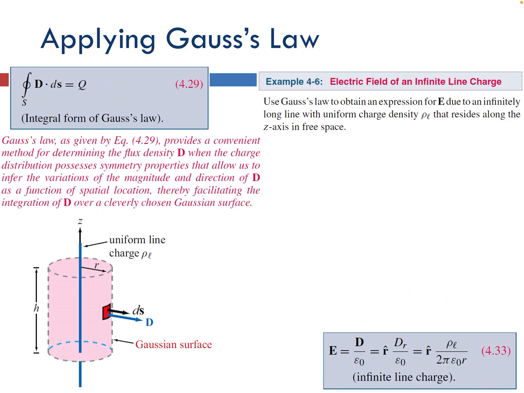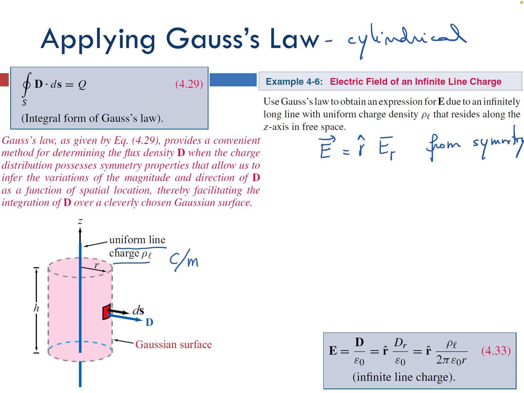So we look at the first type of symmetry where Gauss's law is useful, which is cylindrical. Here we have a uniform line charge rho L, remember, coulombs per meter. The line is very long, so that around the line we expect the field to be only radial, outwards from the line if the charge is positive, and toward the line if the charge is negative. This is the condition that comes from symmetry of our infinitely long line of charge.